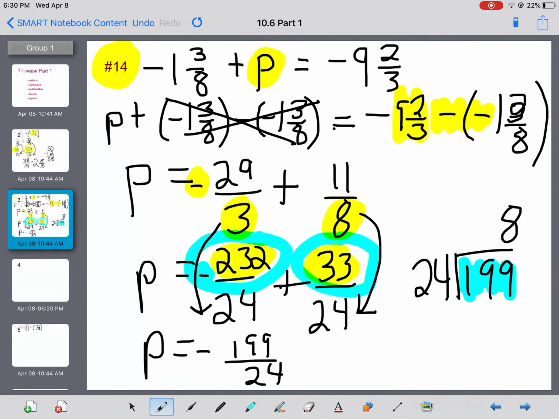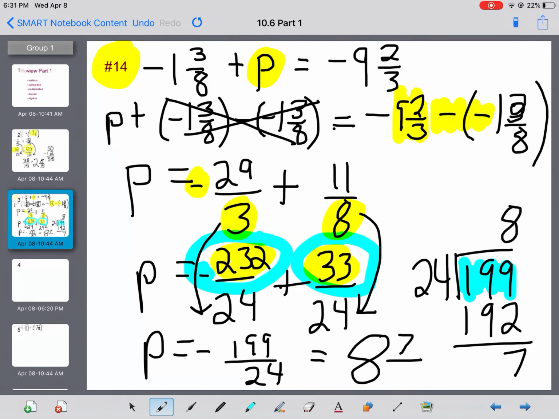Let me try 8 times 24. Again, I can do it in my head. I can think 8 times 2 is 16, so 160. And 8 times 4 is 32. Add those together, and I get 192 with 7 leftovers. So my final answer is I have 8 as my whole number and 7 leftover pieces.